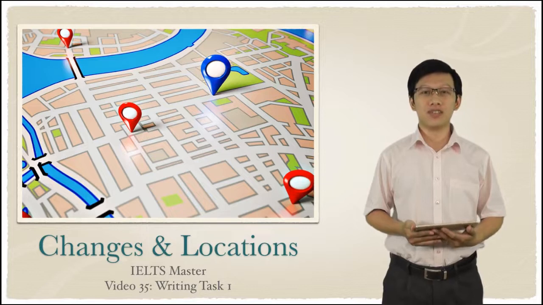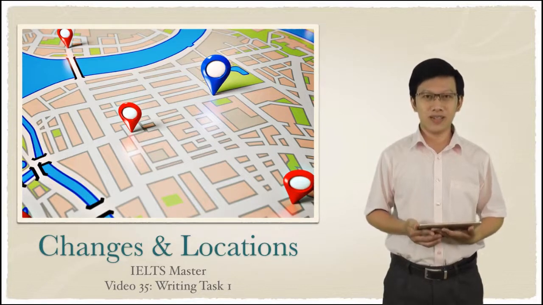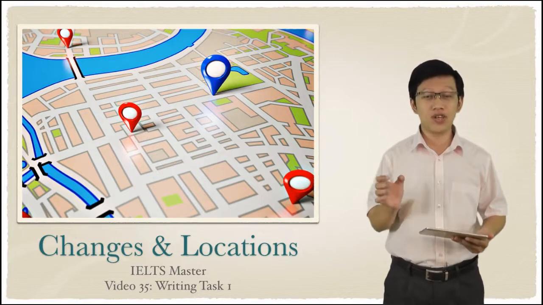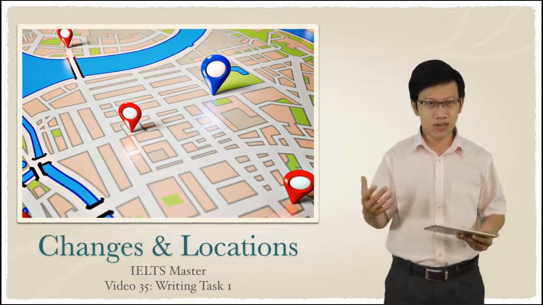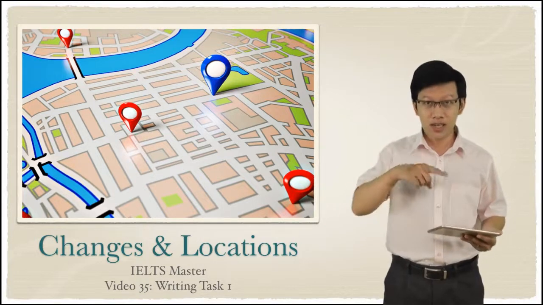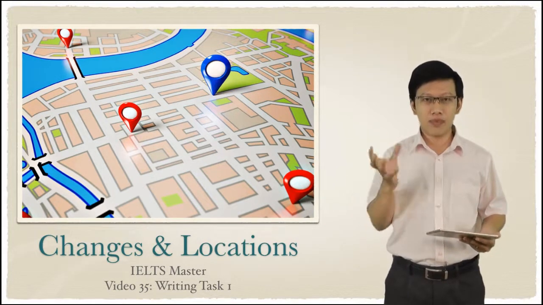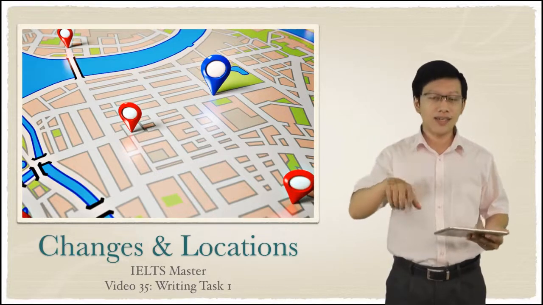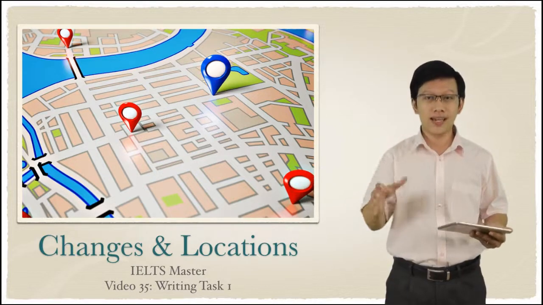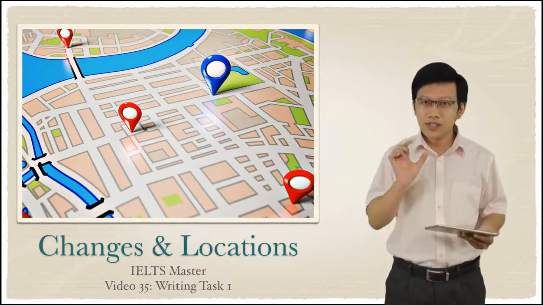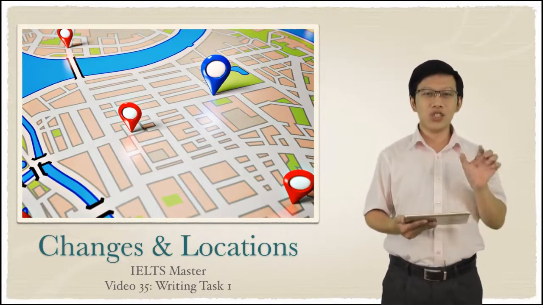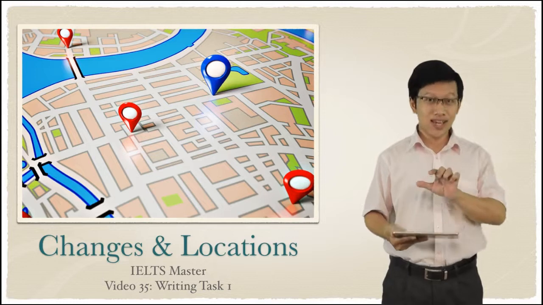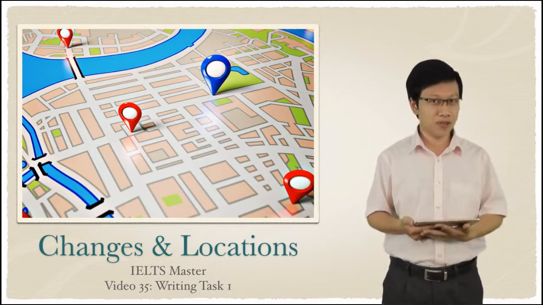This is video number 35 and we are still exploring the skill of writing, and in particular writing task 1. In the previous sections we were talking a lot about different trends, up and down, and then the proportion like in a pie chart, and then the processes, and then comparing data. Today we're going to move to something really interesting: changes and locations, and we will be looking at some maps.